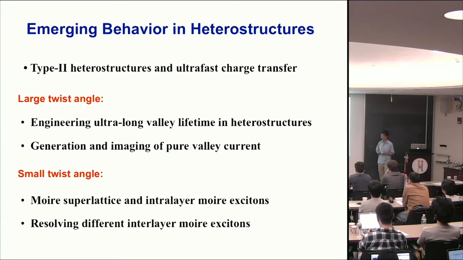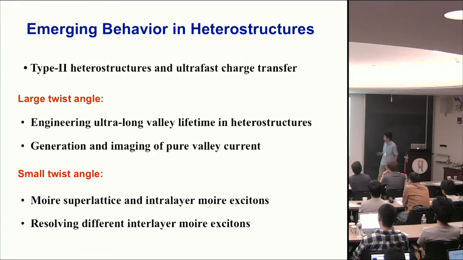Even in that case, it can be quite interesting in the heterostructure, because with this ultra-fast charge transfer, it allows us to engineer the valley lifetime very efficiently. Making use of that, we can also generalize and imagine a pure spin current and pure valley current.